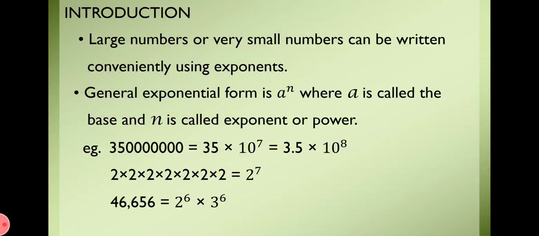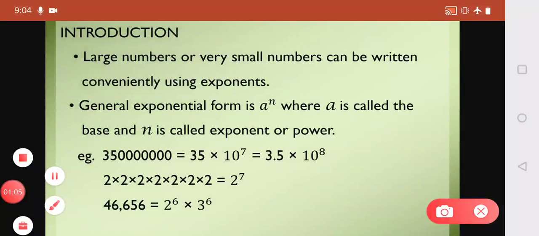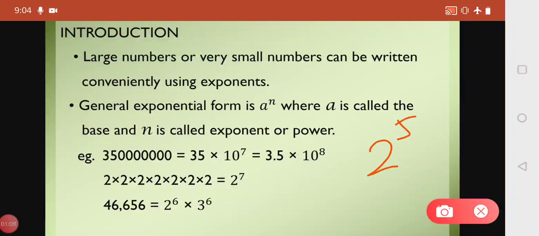Now, we have learned what exponents are. The general exponential form is a raised to n, where a is called the base and n is called the exponent or power. For example, we can write 2 raised to 5, where 2 is the base and 5 is the power. Or you can write 3 raised to 7, where 3 is the base and 7 is the power, the exponent.